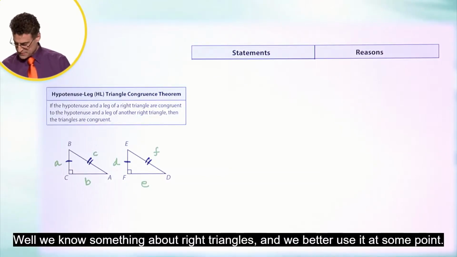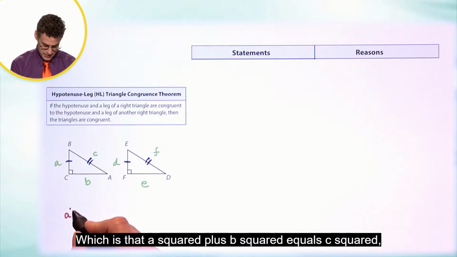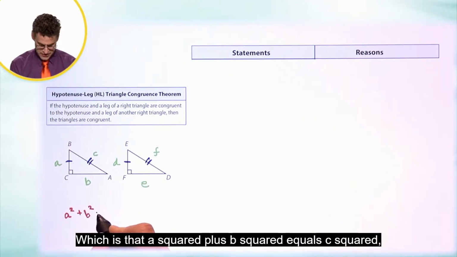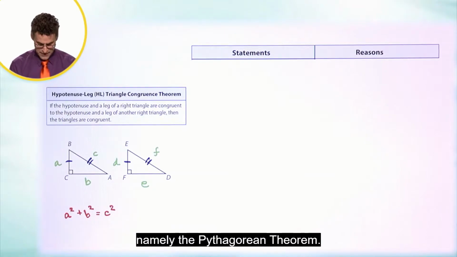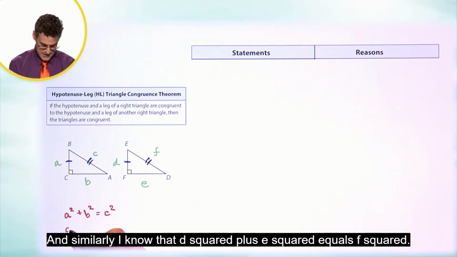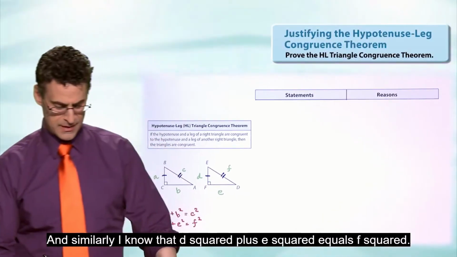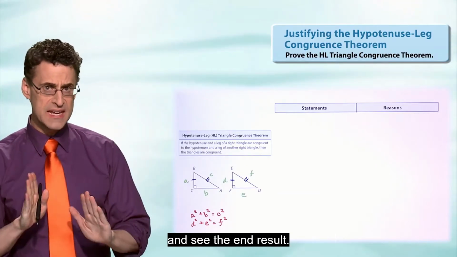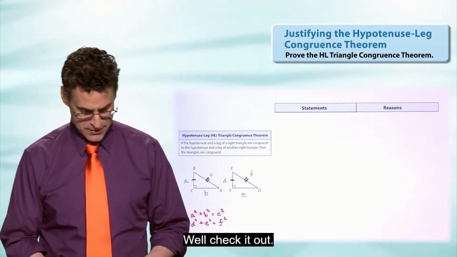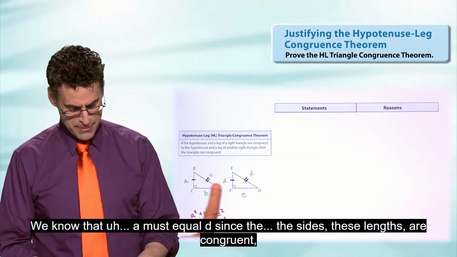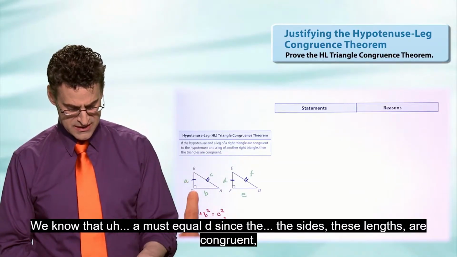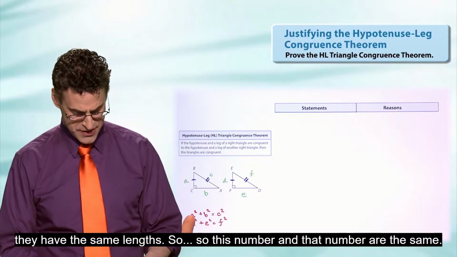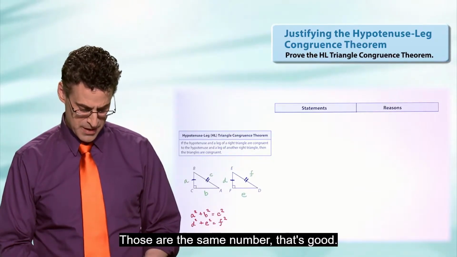Well, we know something about right triangles, and we better use it at some point, which is that a squared plus b squared equals c squared, namely the Pythagorean theorem. And similarly, I know that d squared plus e squared equals f squared. And now let's just think through it together and see the end result. Well, check it out. We know that a must equal d since these lengths are congruent, they have the same length. So this number and that number are the same.